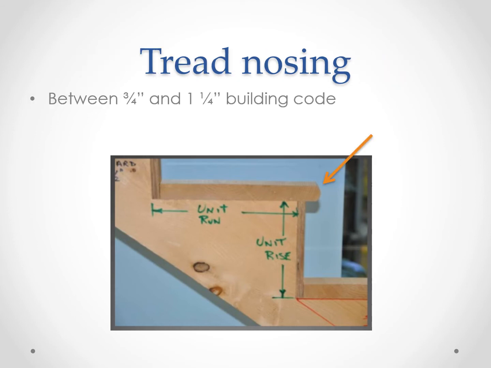Here we're taking a look at the tread nosing. Tread nosing is the part of the tread that overhangs the front of the step. And the building code states that this is between 3/4 of an inch and 1 1/4 of an inch.